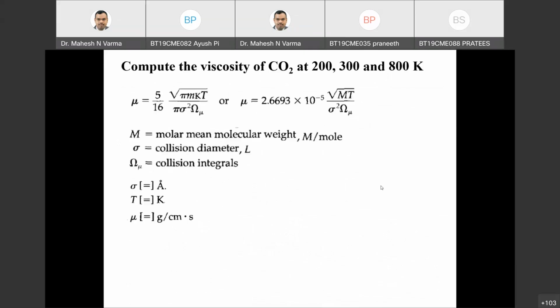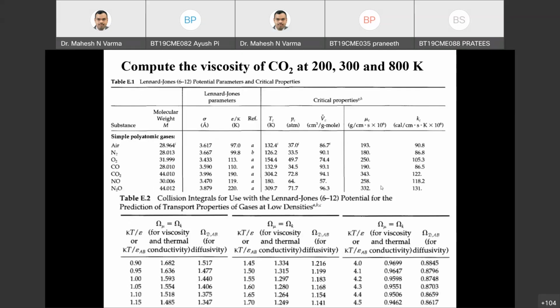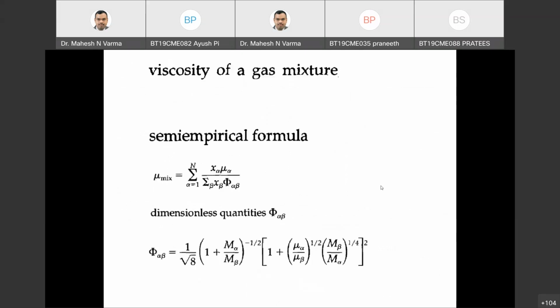Then when computation was developed, people tried to simulate the molecules, and they correlated the viscosity with some constants like collision diameter and collision integral. These constants come from statistical thermodynamics and molecular dynamics simulation. This data is also available, using which we can get the viscosity of gases. Then this is how we can get the viscosity of a mixture of gases.